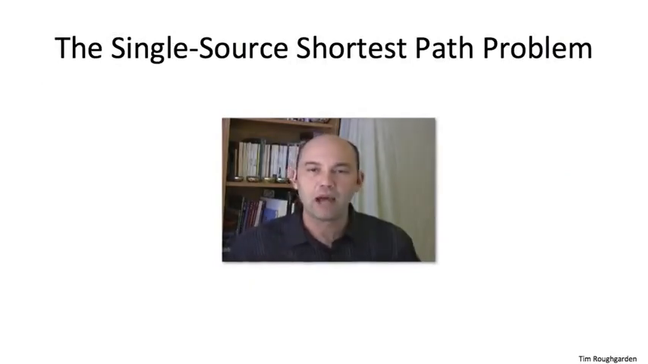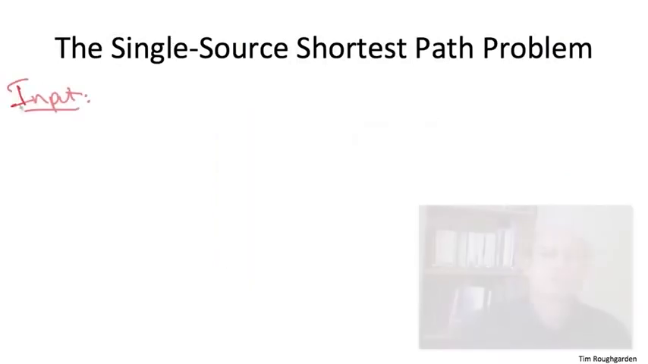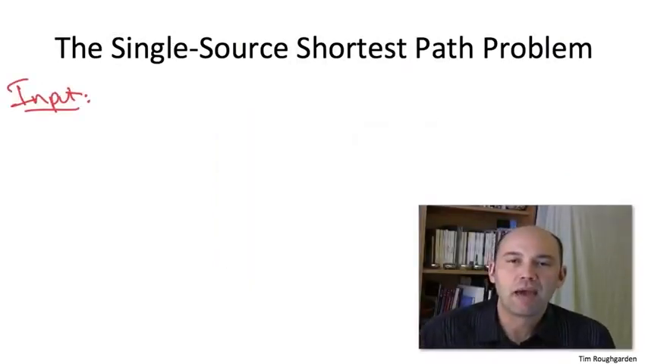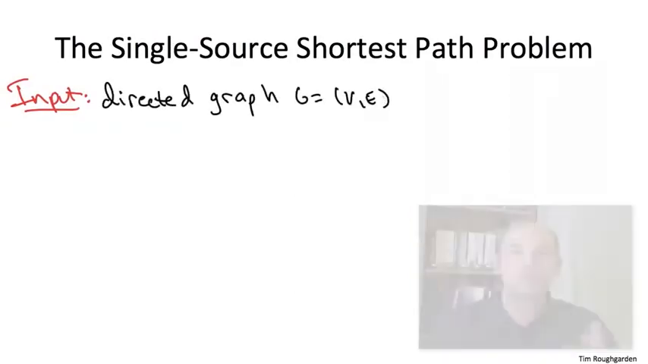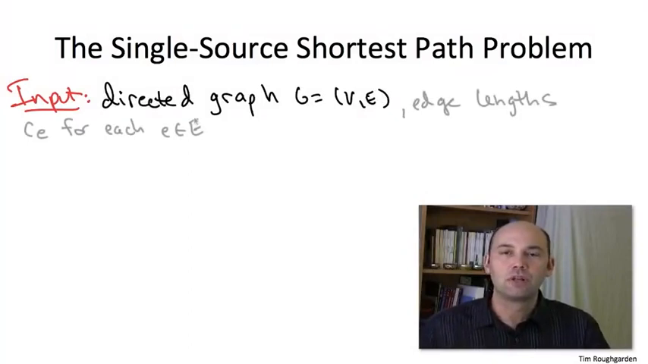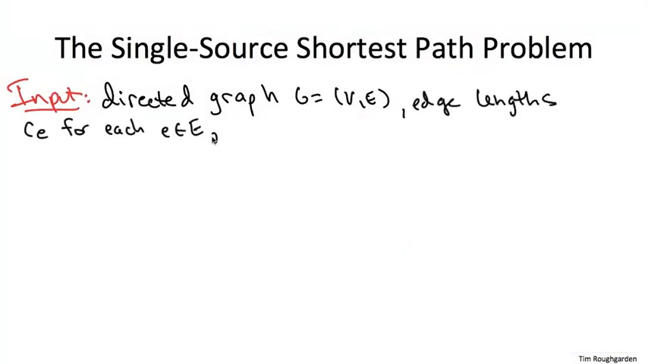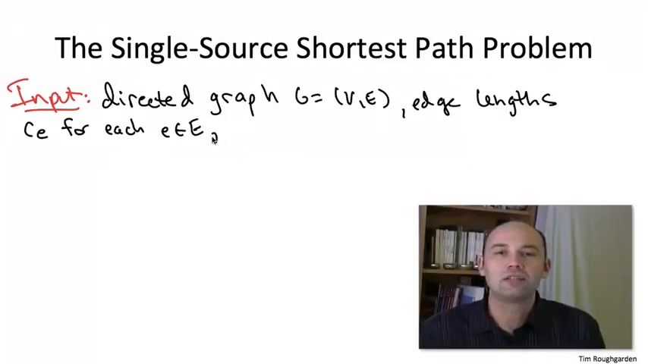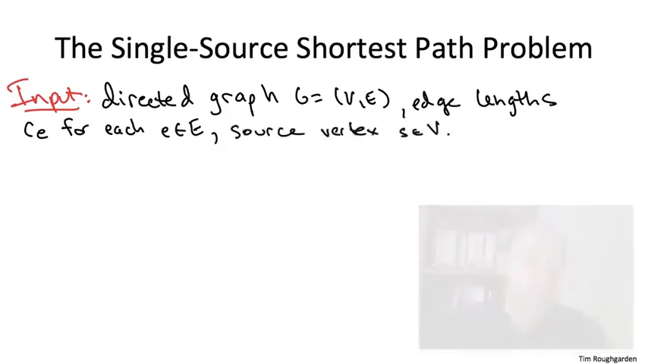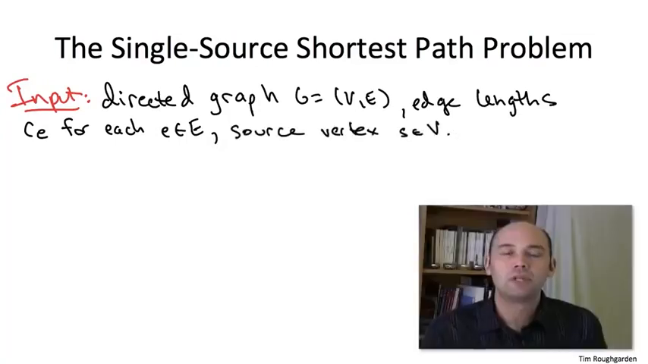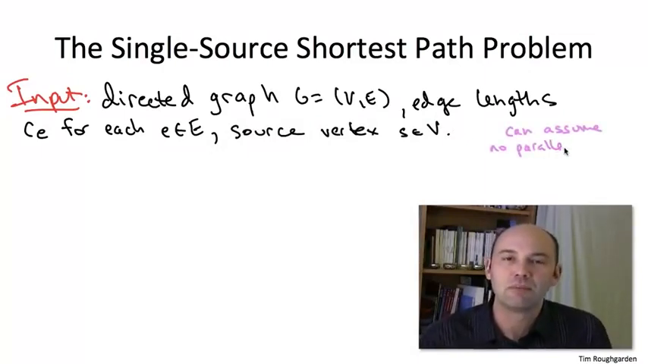What's the input? What's the output? We're given a graph, and when we talk about shortest path, we're going to be discussing only directed graphs. Each edge of the graph has a length, which we're going to denote by c sub e. And one vertex, which we'll denote by little s, is designated as the source vertex. We're going to assume that the graphs are simple, that is, there's no parallel edges. The reasoning is the same as in the minimum spanning tree problem.